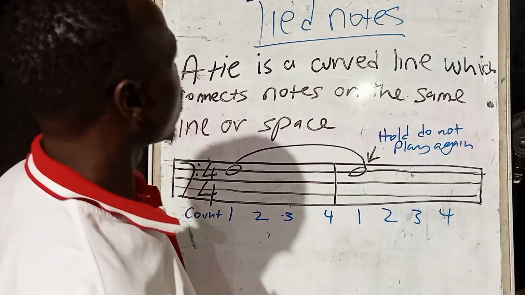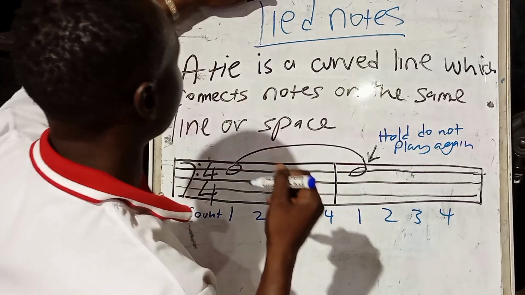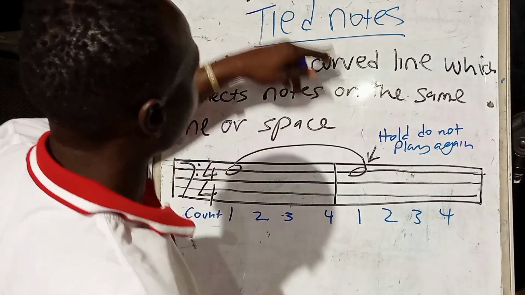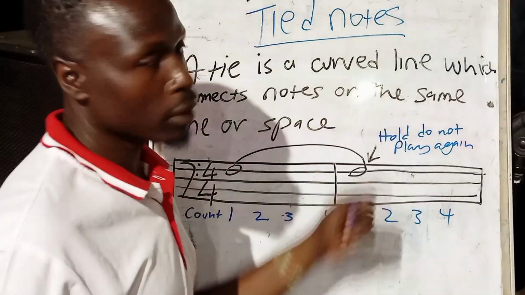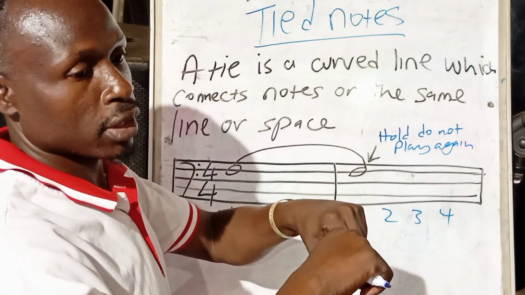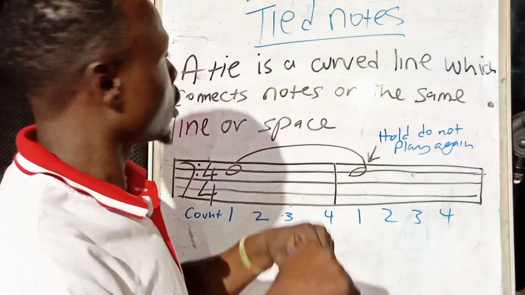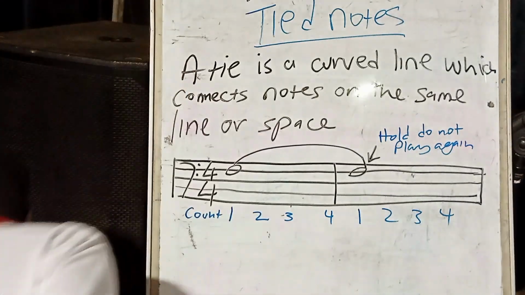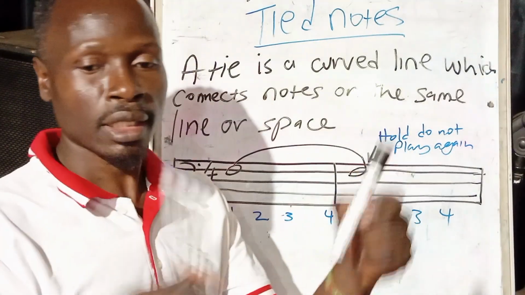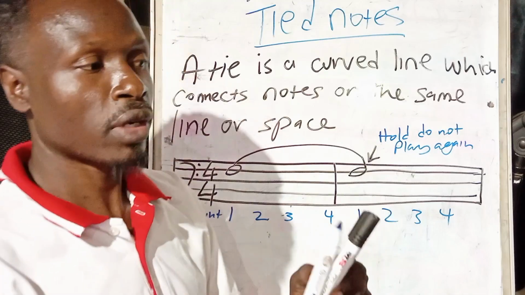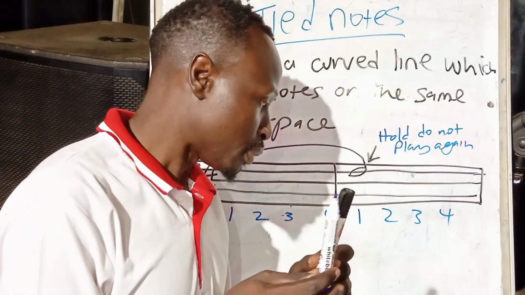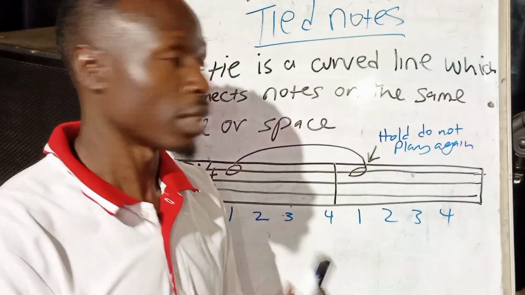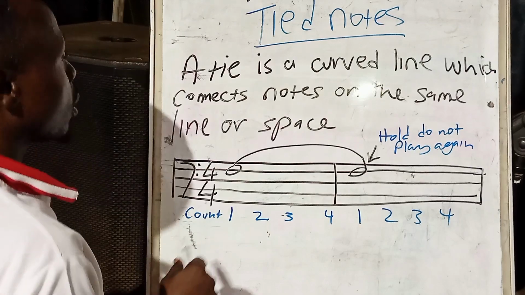What are tied notes, or what is a tie? Tied notes means there's something that ties the notes. It's like maybe I have two markers like this, and then I get a rubber band or a small piece of rope or any thread, and then I bring them together and I tie them together. So in this case, we're going to talk about ties in music.